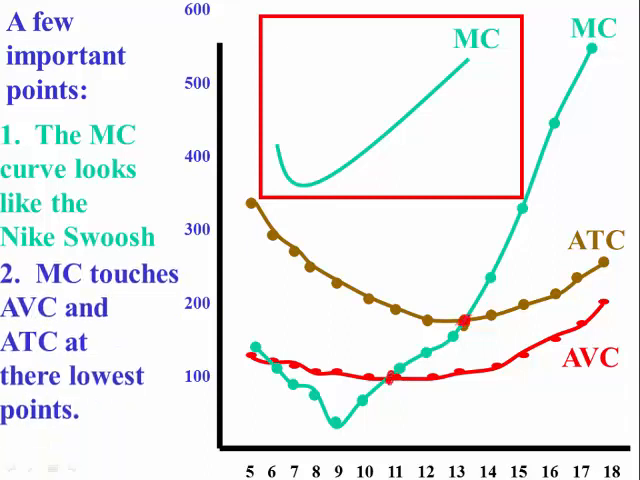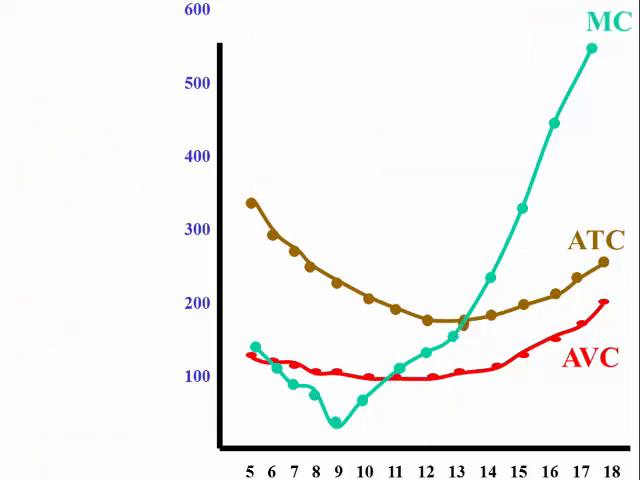Number 2, the marginal cost touches the average variable cost and the average total cost at their lowest points. So remember, when you draw the marginal cost curve, draw it like the Nike swoosh, and then make sure that the marginal cost touches the average variable and the average total at their lowest points.